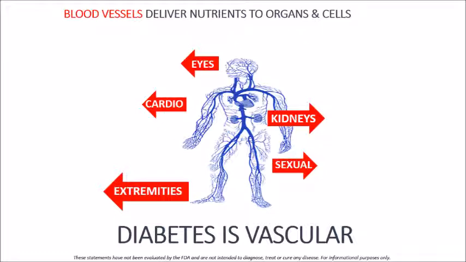Now, if you have sugar in your blood, it will affect the flow of blood to your other organs. This is why diabetes is considered to be a vascular disease. Diabetes affects the flow of blood and the delivery of nutrients to organs such as your eyes, your kidneys, even your sexual organs, and your extremities. These are your hands and feet. The heart then has to push harder. This is why diabetes is often linked to high blood pressure.